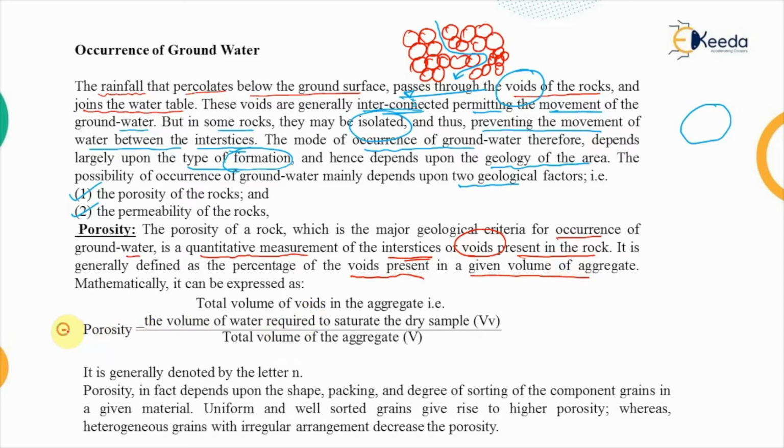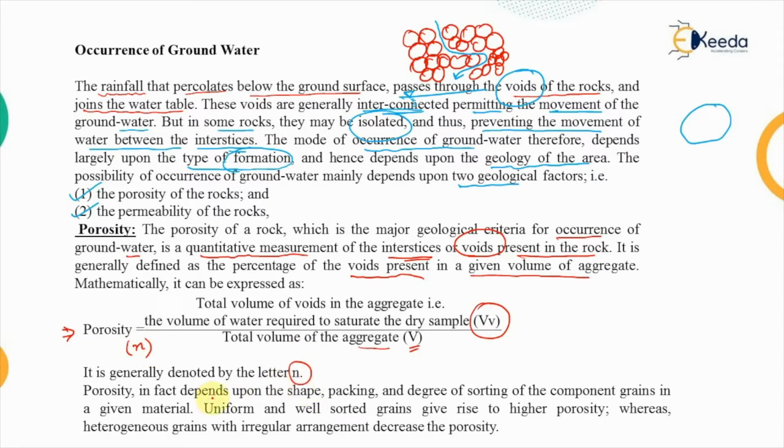Mathematically, porosity is equal to the total volume of the voids in the aggregate, that means the volume of water required to saturate the dry sample, that is, enough water to fill the voids. The volume of voids is represented by Vv, and the total volume of the aggregate is represented by capital V. This porosity is denoted by the letter n.